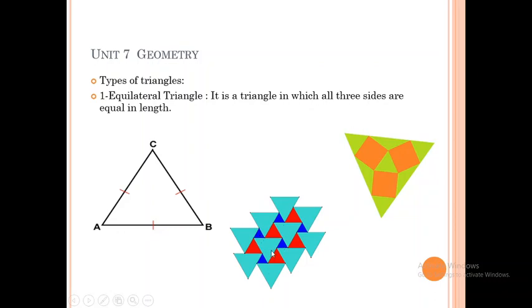Here you can see many are there, but these are all equilateral. Here you can also see this one and this central one, this one, this one. These are all equilateral triangles. A triangle in which all three sides are equal in length is called an equilateral triangle. And for showing that these are the same in length, we use a small dash on the side, which is the representation that all these sides are equal. Equilateral triangle is the first kind of triangle given in your syllabus.